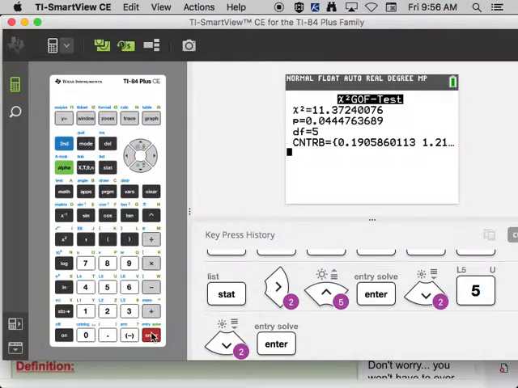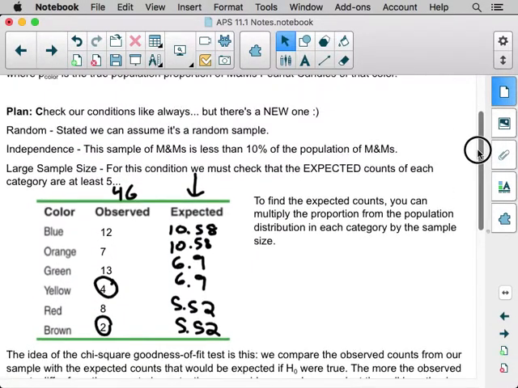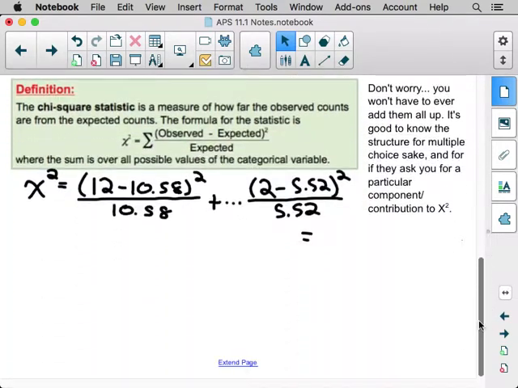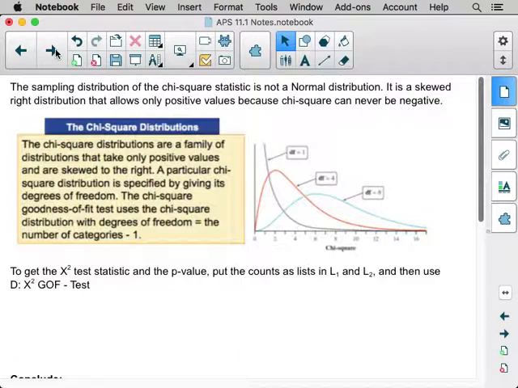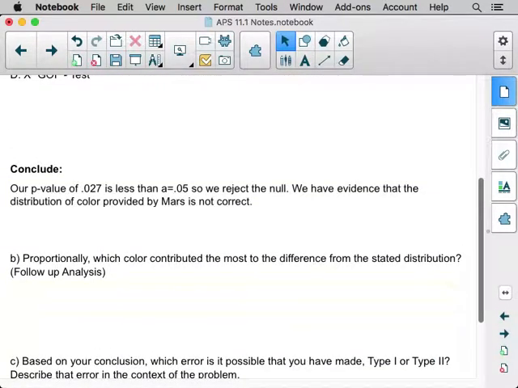Concluding, what conclusion would we have if this is our p-value? We reject the null. So because our p-value is less than 0.05, we reject the null, meaning we have evidence that the distribution of color provided by Mars is not correct. That his sample was truly different than theirs.